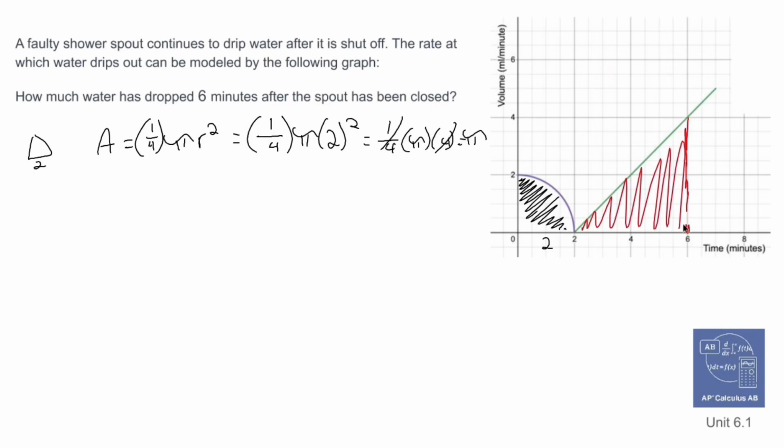Now we have this triangle going on right here. This triangle appears to have a base. The base is going to be 4. The height is going to be 4.